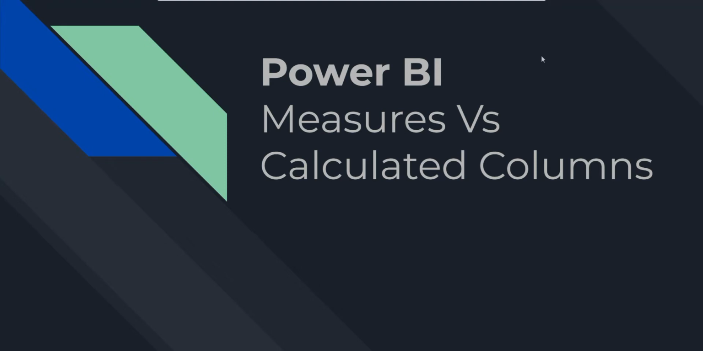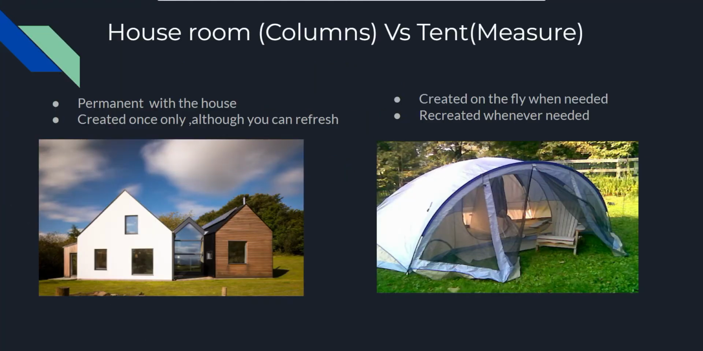Today we are going to compare measures with respect to calculated columns as far as Power BI is concerned. So how can we simplify this? Because this is one of the confusing topics if you're just starting with Power BI. So I will try to simplify this. I hope it makes sense.